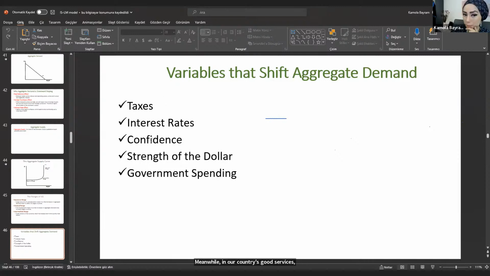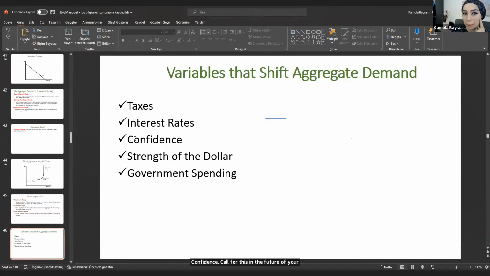Well, interest rates, another decision maker or shifter of the aggregate demand. As we said, lower interest rates will make money cheaper. So you can borrow cheaper from the bank and spend more, right? And if interest rates are going up, it means you will save more, but borrow less. Confidence in the future of your government, or in general, the political conjuncture.